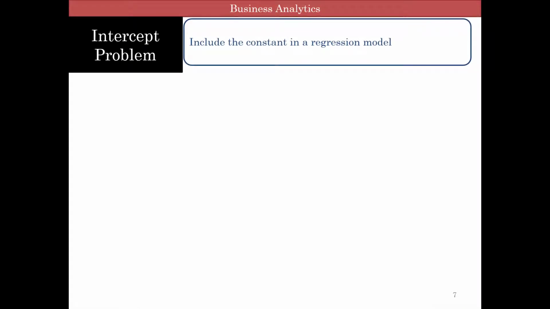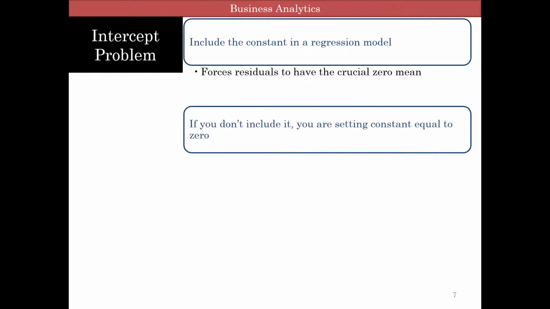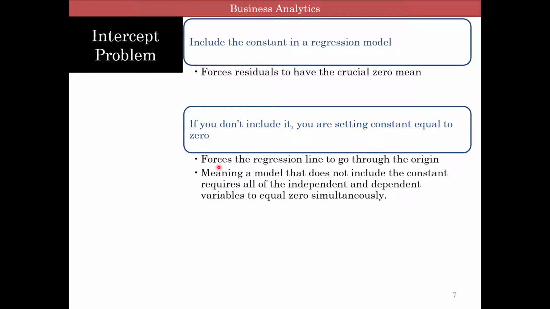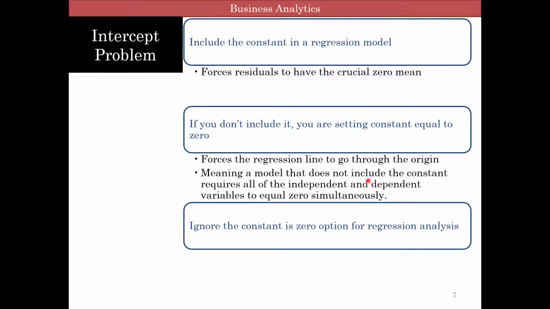So we include the constant in a regression model, and this forces the residuals to have a crucial zero mean. If you don't include it, you will be forced to set the constant equal to 0. It forces the regression line to go through the origin, which is where both x and y are 0, meaning a model that does not include the constant requires the independent and dependent variables to equal 0 simultaneously. Now that's even harder to get in a real situation.